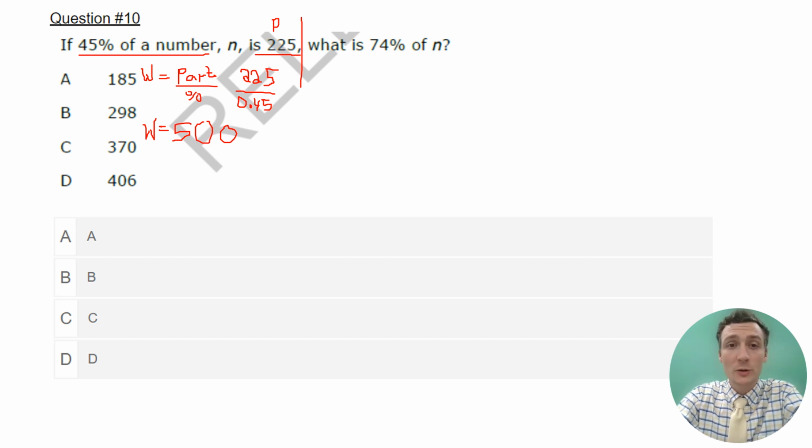And how do I know it's 74% of 500? Because n is this number. N is this, right? It is my whole. So 74% of 500 is actually one of the things you can use your calculator for. If you go ahead and access your calculator and do 74 and then press the percent sign and 500, you'll get your answer. However, the other thing you could do is just multiply these.